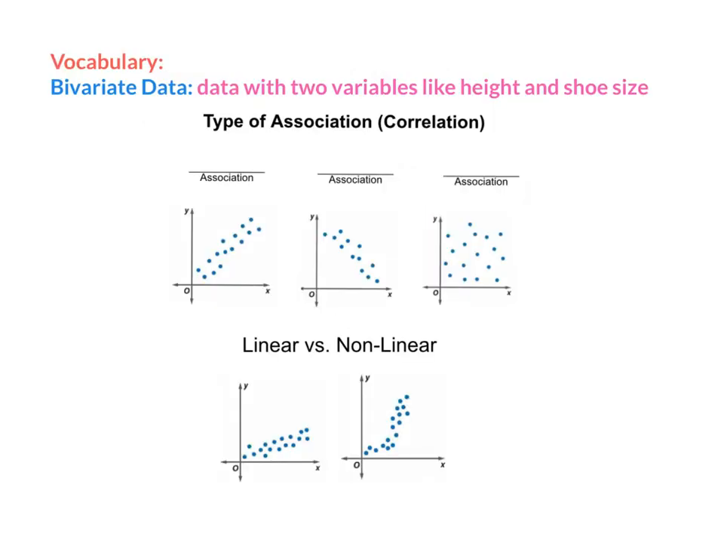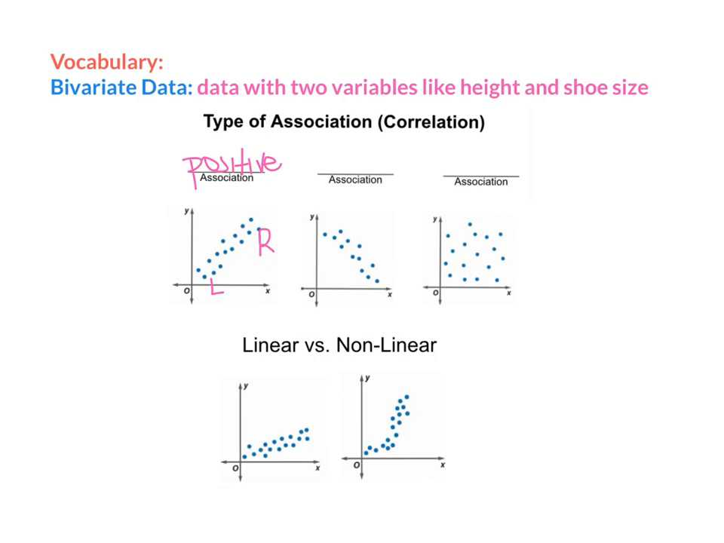Vocabulary: Bivariate data. Data with two variables like height and shoe size. So we're going to look at the type of association. If I look at my first graph and I'm reading from left to right, I see that my graph is going up. So this is a positive association.